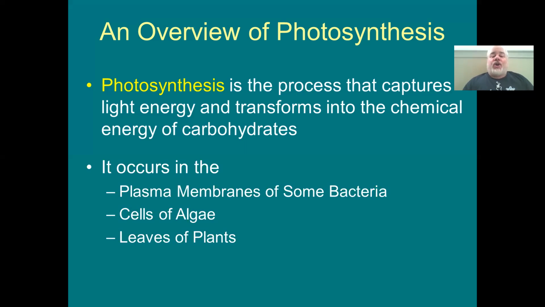So where does it occur? Photosynthesis occurs in the plasma membranes of some bacteria. So the cell membrane contains these pigments and structures, the photosystems that allow them to capture light energy and run the chemical reactions right in the cell's membrane of these cyanobacteria or photosynthetic bacteria. Algae, lots of algae contain photosynthesis.